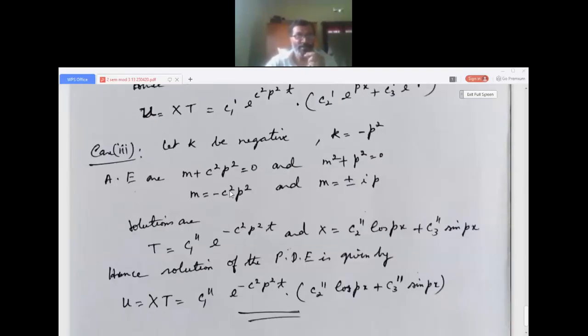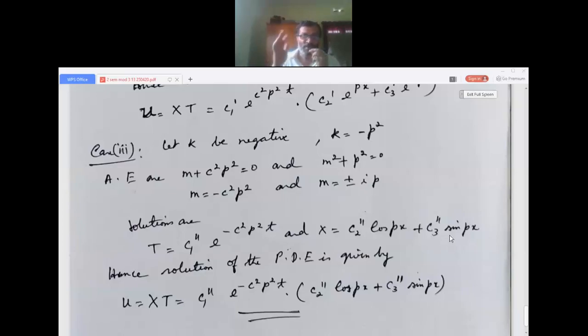Now here the first one is of the type real, distinct roots. So for the single root, T equals c1 double dash. In the first case I took c1, in the second case c1 dash, and in the third case now I take c1 double dash e power minus c squared p squared t. Here it's a complex number. The real part is 0, e power 0 is 1. Therefore X equals, because the second one is X and the first one is T, c2 double dash cos of px plus c3 double dash sin of px.